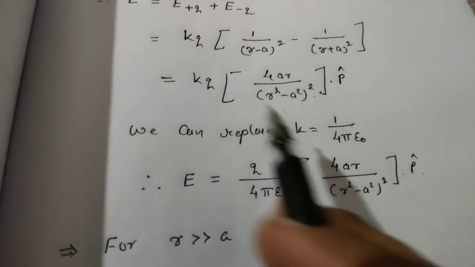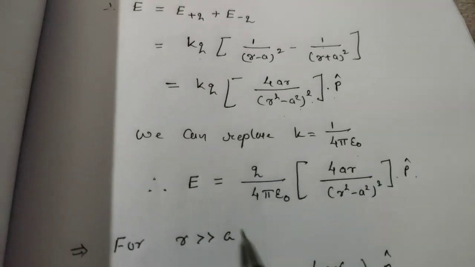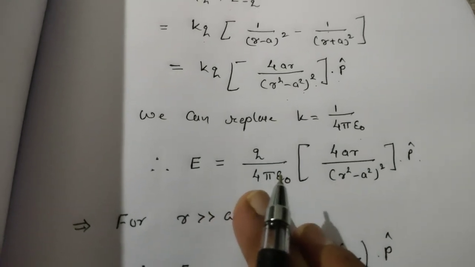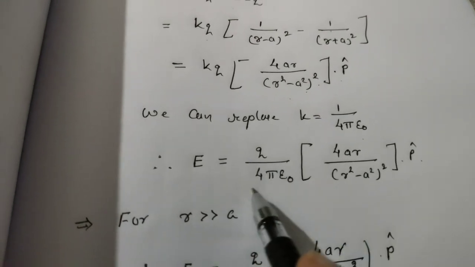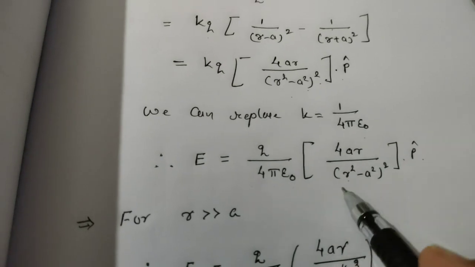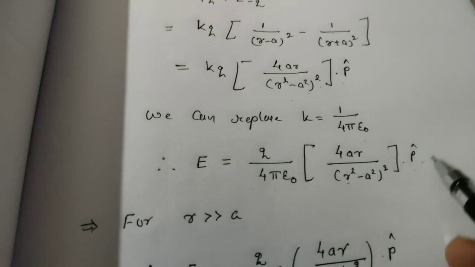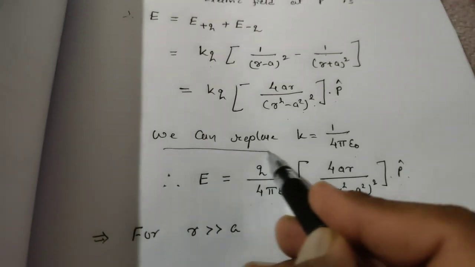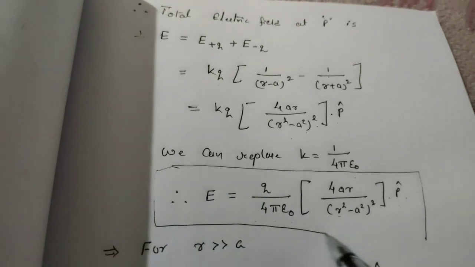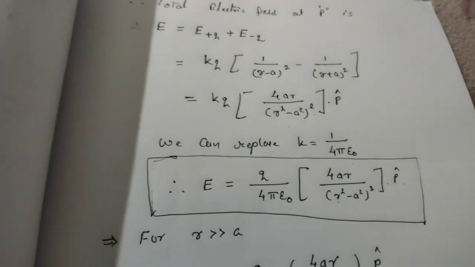Here we can replace the value of k by putting 1 upon 4 pi epsilon naught. That value you already know from Coulomb's law, electrostatic force. So q upon 4 pi epsilon naught as it is over here, 4ar divided by r square minus a square in brackets whole square into p cap. So this is your final answer when such a dipole is on the axis, and we have found the resultant electric field, or we can say the net electric field.